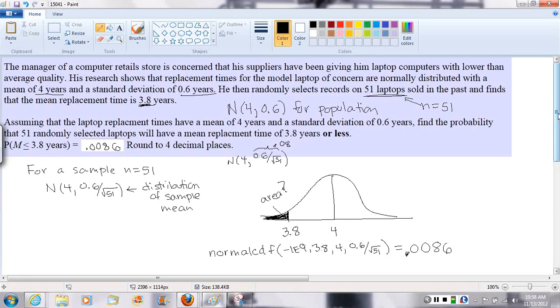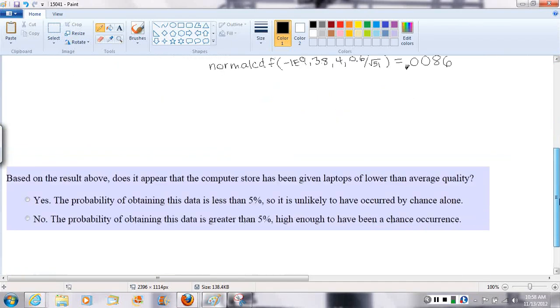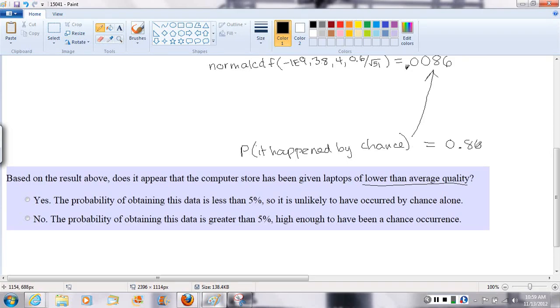So if we now scroll down to part 2 of the question, what does this manager conclude? Does he think that his computer store has been given laptops of lower than average quality, or does he think this just happened by chance? Well, the probability that it happened by chance was that 0.0086. If we put it as a percent, it's 0.86% chance of that happening at random.